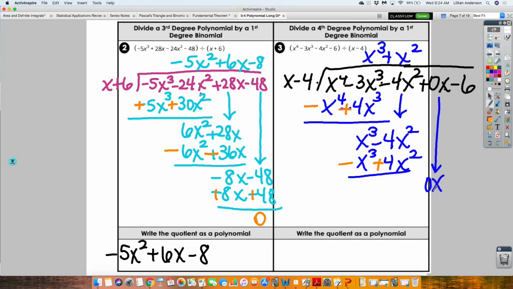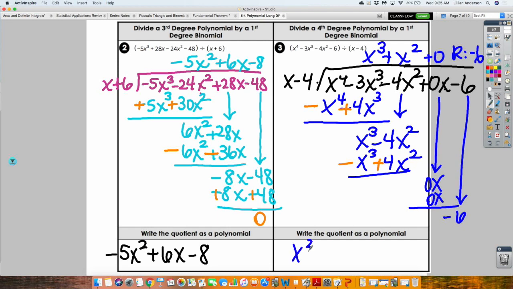I bring down the next term, which is 0x. X times what gives me 0x? A 0. So when I multiply 0 by my divisor, that just becomes 0. I bring down my next term because this is basically 0. When I subtract or add, it's still 0. Negative 6 is my what? My remainder, because x times nothing is going to give me a negative 6. So that's my remainder.